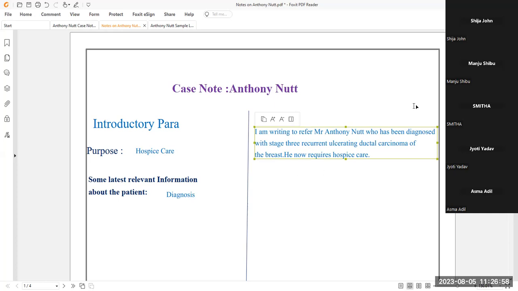Shija, Manju, Smita, Jyoti, Asma, Smita, Ablasi, do you have any questions about this introductory paragraph? Clear, ma'am. Okay, all of you with me? Jyoti, is it clear? Asma, are you? Yes, ma'am. Okay, clear, ma'am. Yes, all right.